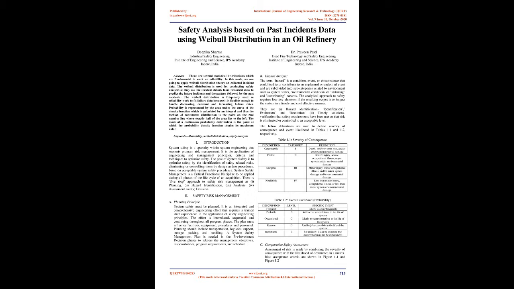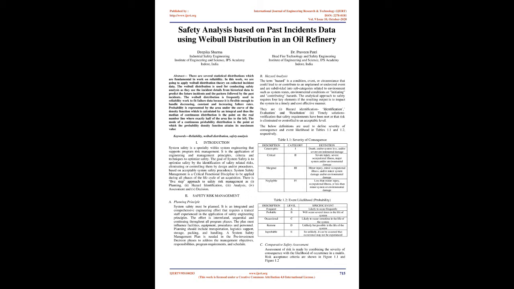A. Planning principle. System safety must be planned. It is an integrated and comprehensive engineering effort that requires a trained staff experienced in the application of safety engineering principles. The effort is interrelated, sequential and continuing throughout all program phases. The plan must influence facilities, equipment, procedures, and personnel. Planning should include transportation, logistics support, storage, packing, and handling. A system safety management plan is needed in the pre-investment decision phases to address the management objectives, responsibilities, program requirements, and schedule.